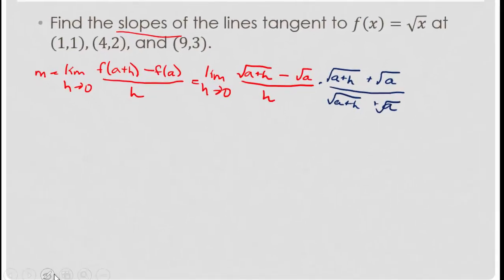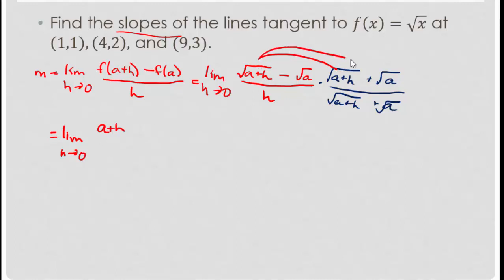Okay. When we do that, in the numerator, we've got a FOIL. So we've got the square root of a plus h times the square root of a plus h. So that's just going to give us a plus h. So we make sure to write our limit in here. We'll have a plus h.